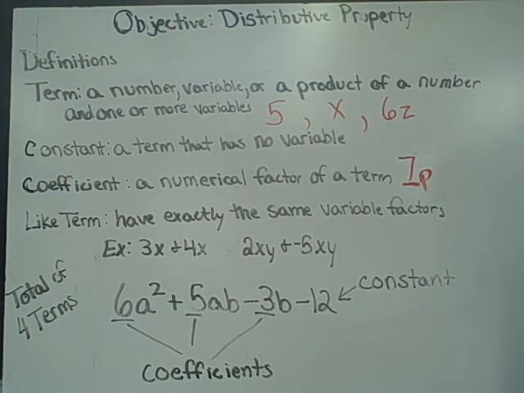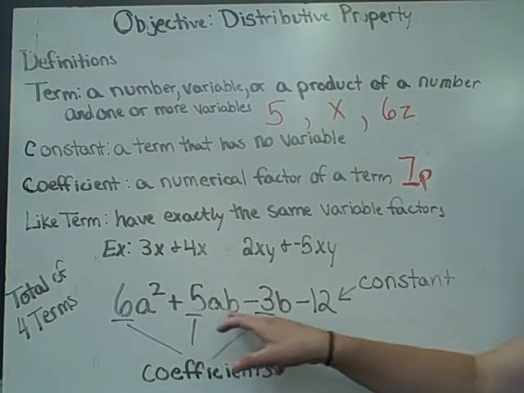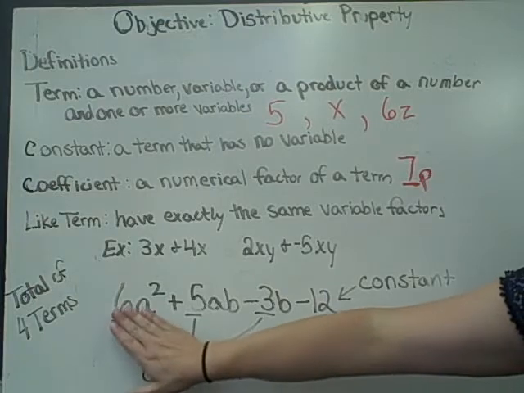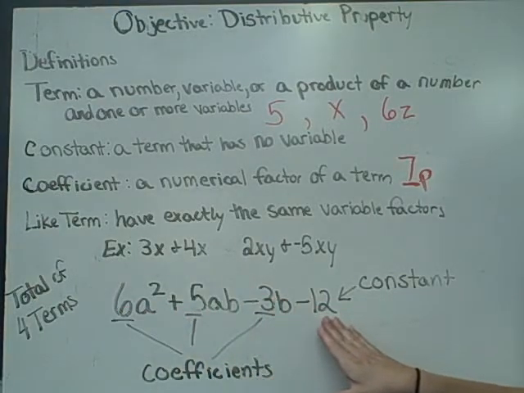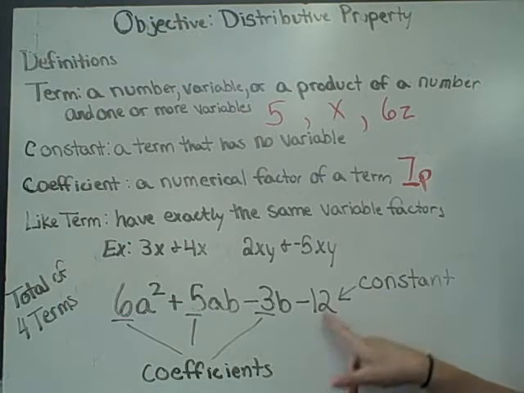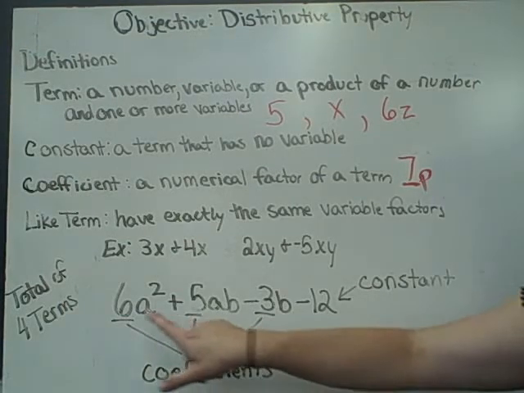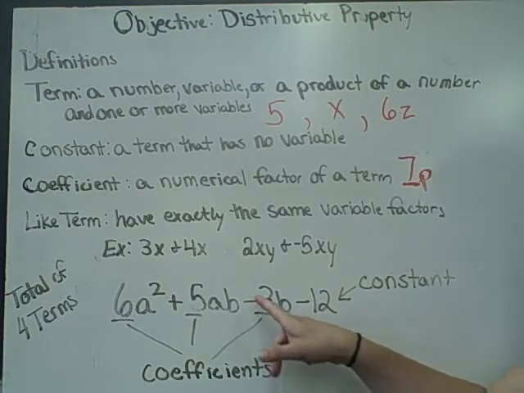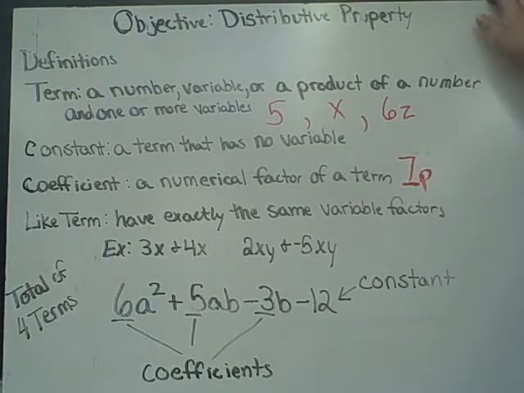There's an example of 4 terms at the bottom. We have 6a squared plus 5ab minus 3b minus 12. And I've just labeled some of the terms that we've looked at. There are a total of 4 terms in this expression. 12 is a constant because it has no variable. And my coefficients are 3, 5, and 6. And this coefficient would actually be negative 3 because there's a negative sign in front of it.